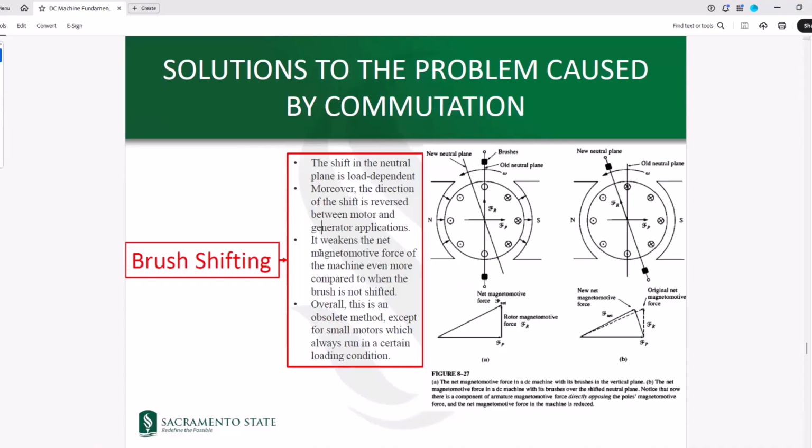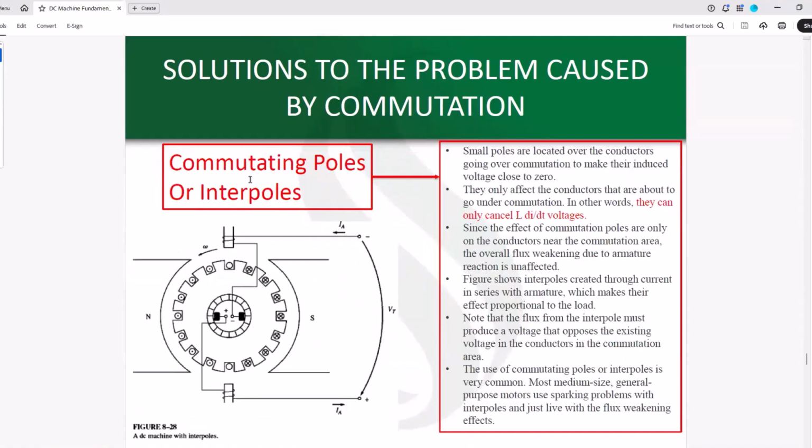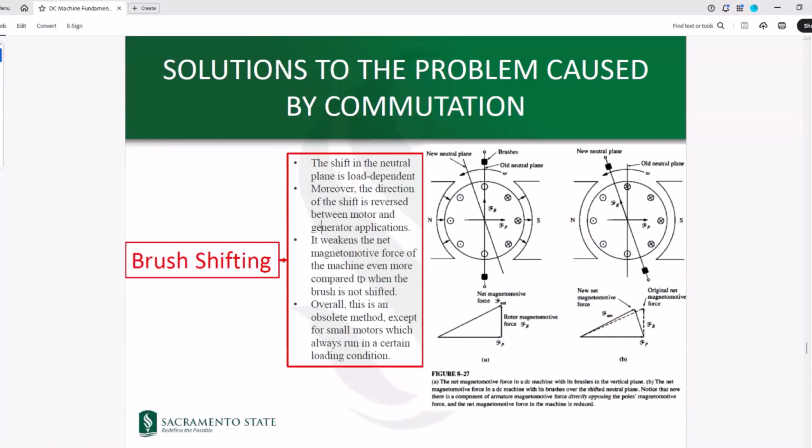Compared to the case that the neutral plane was not shifted, it causes even more weakening of the overall magnetomotive force. Overall, this is an obsolete method, except for very small applications which are always running at certain loading conditions. When there is no load change, you can use this method to get rid of the sparking associated with the commutation. There is a second method, which is used for medium-sized motors or machines.